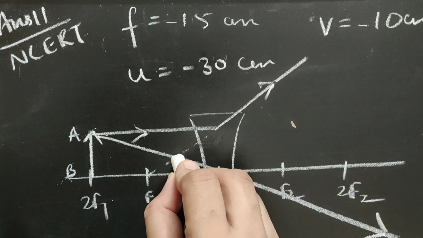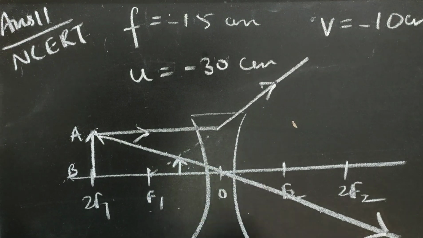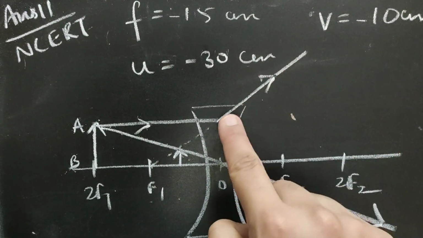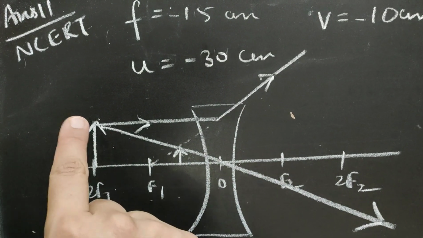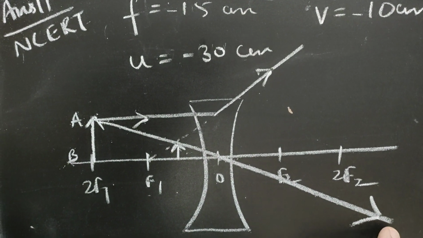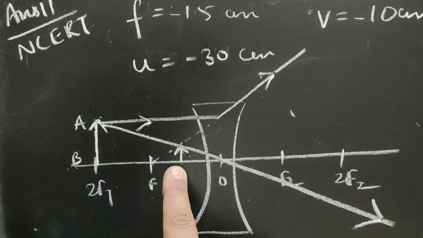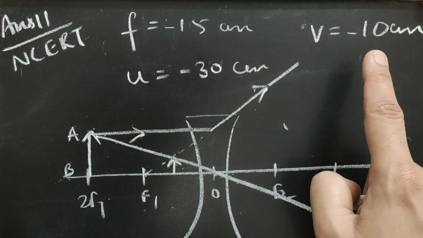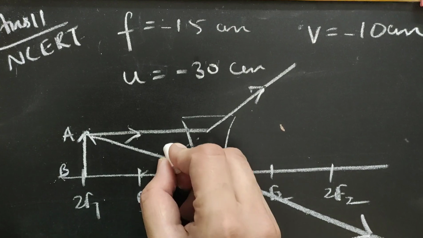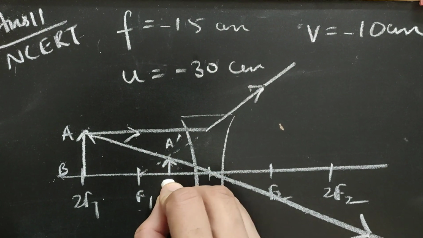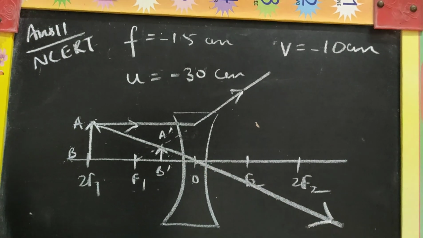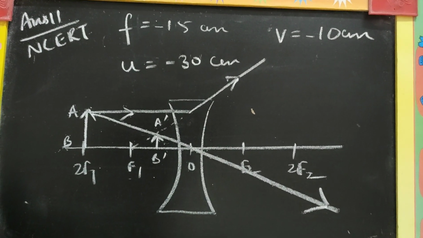So this is where a virtual, erect and diminished image is being formed. One from this ray which has diverged, produced back, and one from this ray which is passing through the optical center going undeviated. So this is the image formed somewhere between O and F1, as given in the question, 10 centimeter. So this is A dash, B dash. I hope the diagram for the question is clear. This is the ray diagram that was asked.